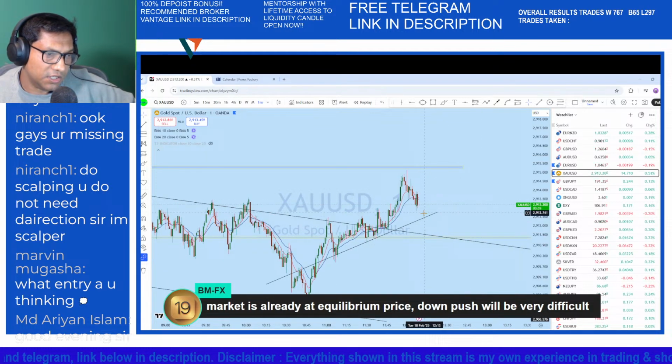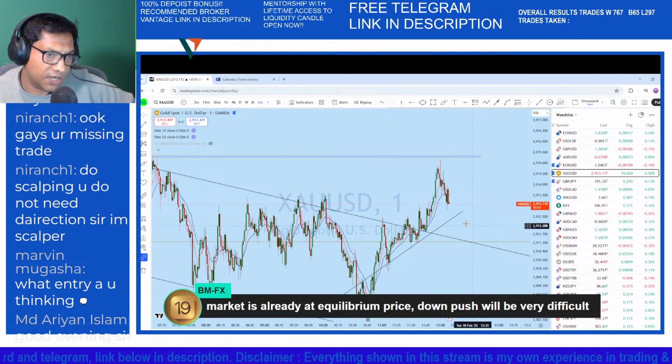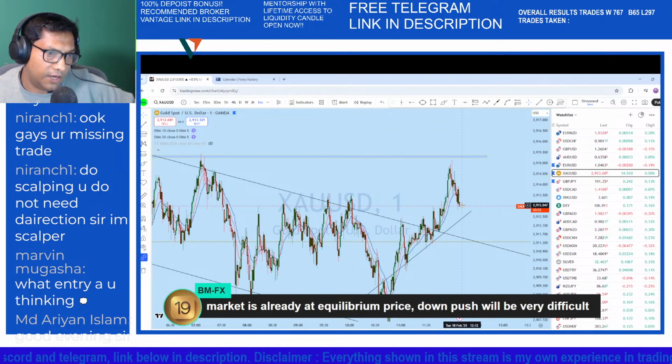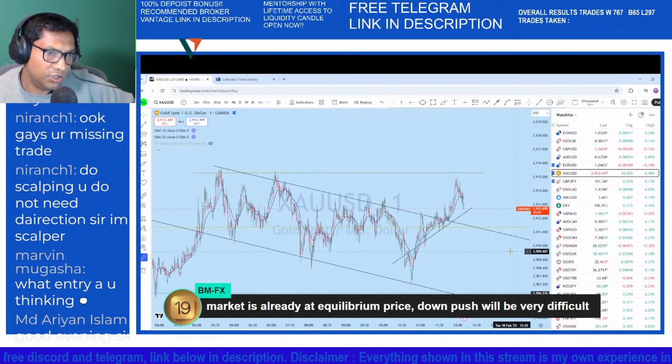So from that zone, you can see the market slowly coming down here and expecting it to come back here to that support level where there is high liquidity.